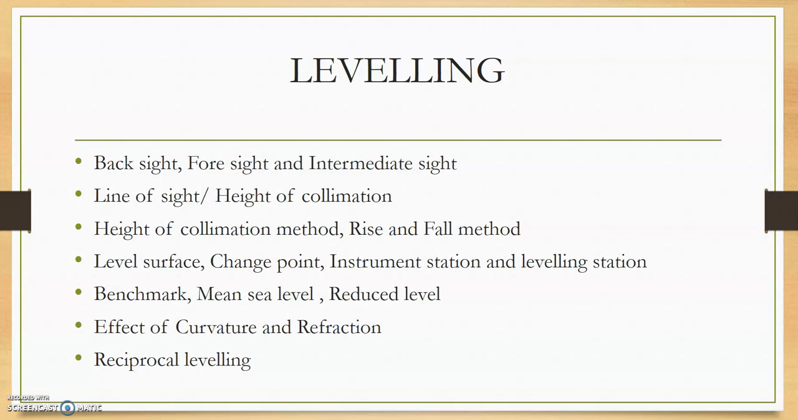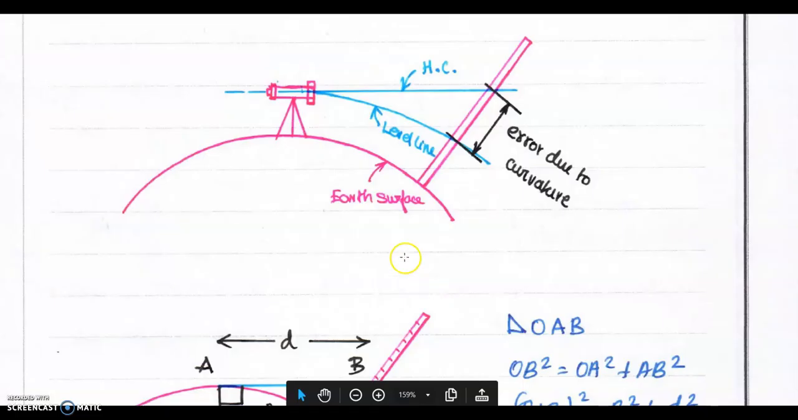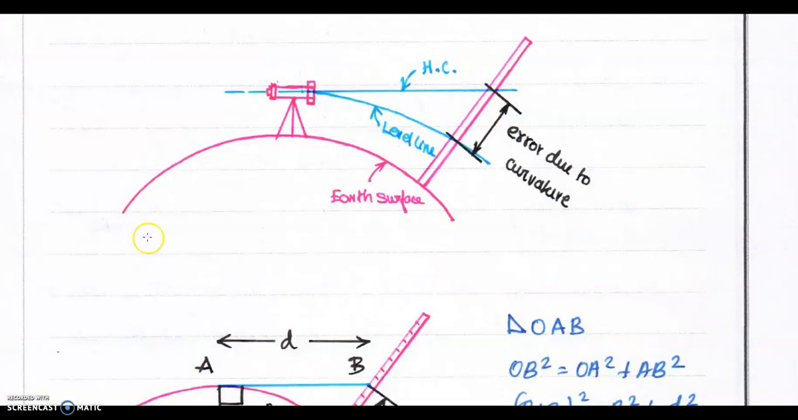Okay, next, reciprocal leveling. In order to compensate for the effect of curvature and refraction, reciprocal leveling can be recommended. If someone wants to avoid the error due to both the effect of curvature and refraction, in those situations reciprocal leveling can be recommended. From this figure, you can get a clear idea.